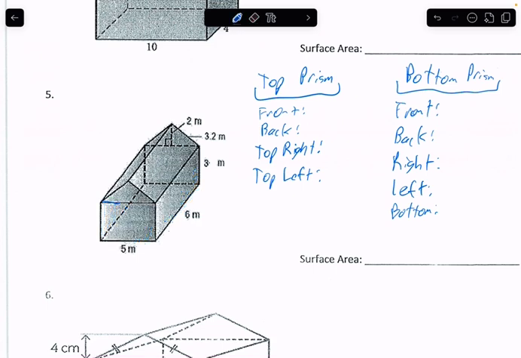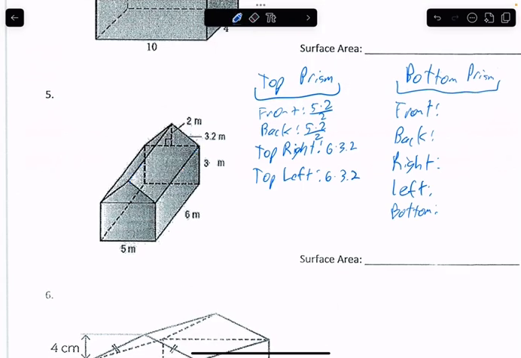The front triangle, we've got the base is 5. The height, remember, forms a 90-degree angle, so the height is 2 because it matches up here. So we take 5 times 2, divided by 2. Front and back are the same. The top right is again going to be this shape here. So we've got 6 times this 3.2. And then the top left will be the exact same, 6 times 3.2.